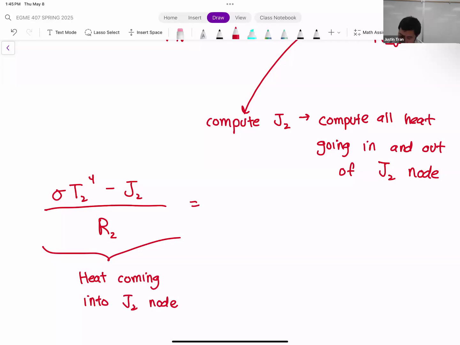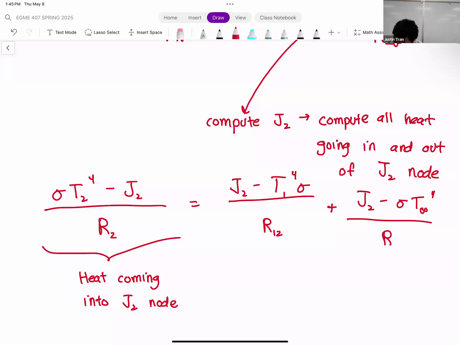And we're going to set this equal to all the heat that's leaving the J2 node. So it's going to be J2 minus sigma T1 to the 4th divided by R12, plus J2 minus sigma T infinity to the 4th divided by R2 infinity.